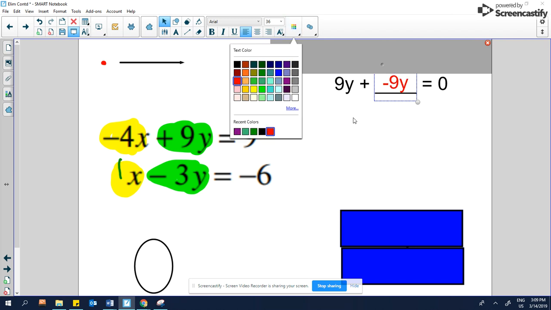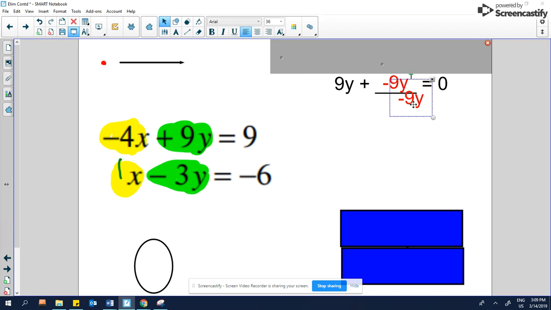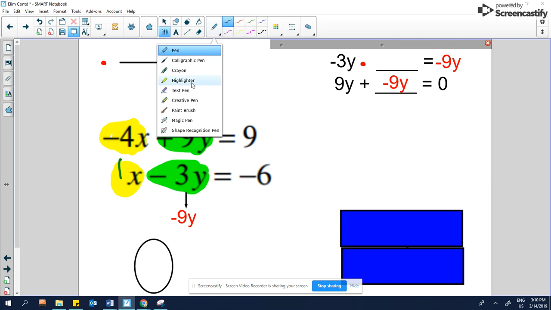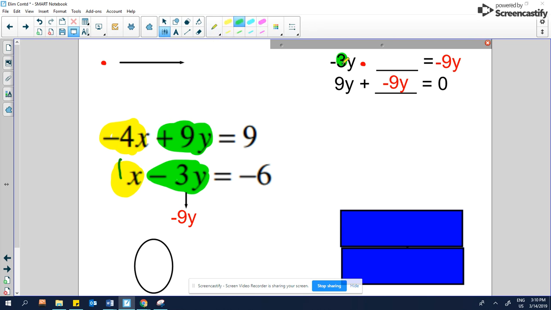And so our goal right here is to make this become a negative 9y. Right now it's a negative 3y. We want a negative 9y. So what do we need to multiply negative 3y by to get negative 9y? Well, let's just do it with positives first. What would we need to multiply 3 by to get 9? Okay, so that would be 3.